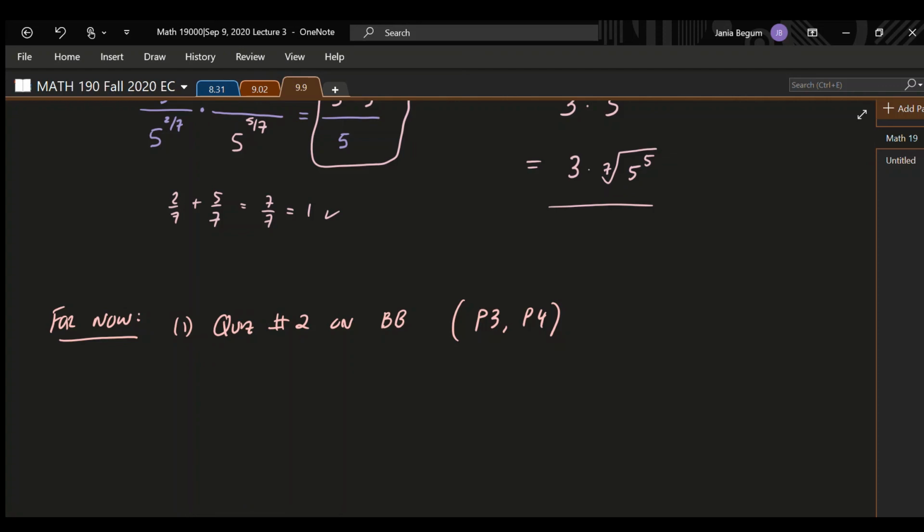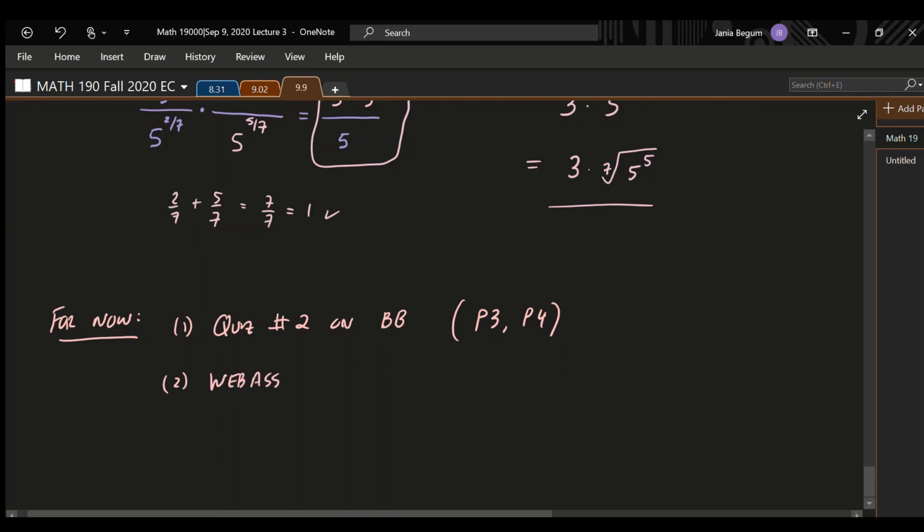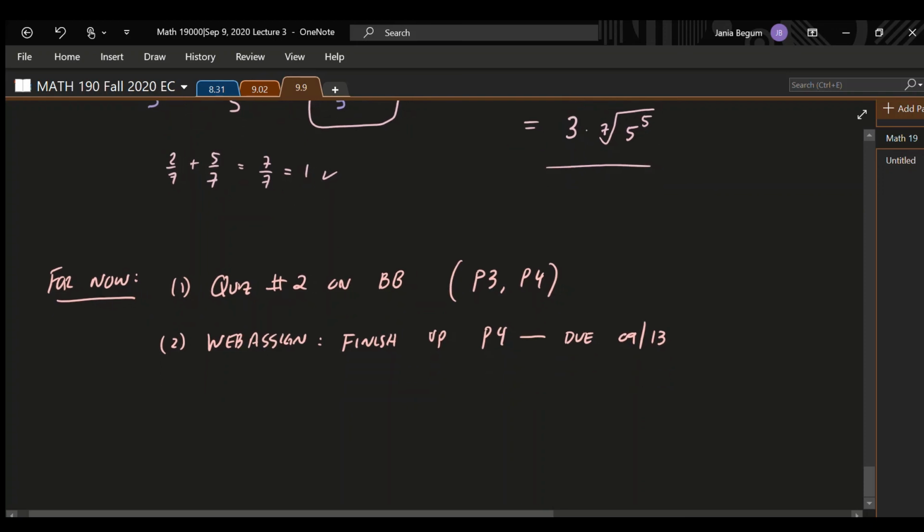And then another thing is WebAssign. Finish up P4. That's going to be due this weekend on the 13th. So finish that one. And then you can start moving ahead if you want to, but you're just responsible for P4 up to September 13.